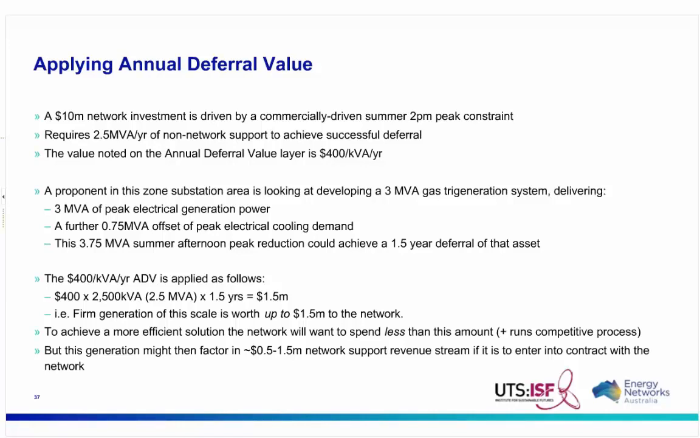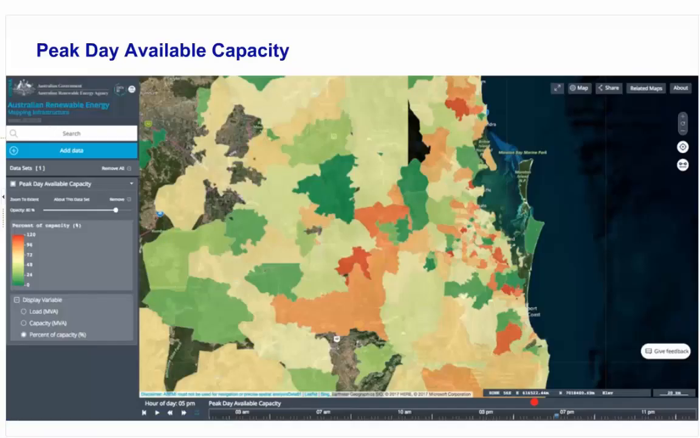Now, our final map is peak day available capacity. So our augmentation investments in the network are undertaken to avoid peak demand reaching capacity of network infrastructure, but that tends to only happen for a few hours a year. And so it's actually really useful to show the timing and the magnitude of the constrained hours on the peak day. So if, say, a user has identified a particular annual deferral value opportunity that they want to dig further into, this map layer shows the percentage of capacity.